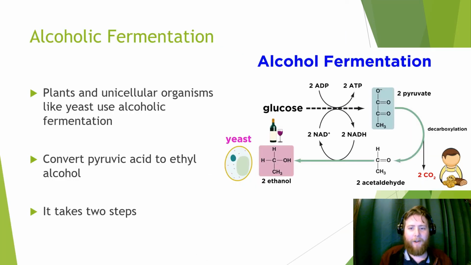All right, now we're going to talk about alcoholic fermentation. Plants and unicellular organisms like yeast use this to get their ability to do glycolysis back. In this, they're going to take pyruvic acid and turn it into ethyl alcohol, or ethanol. And it takes 2 steps to do this. They have to do a decarboxylation, and then they have to regenerate that NAD+. You don't have to know the names of them. We're just going to talk about the process real quick.